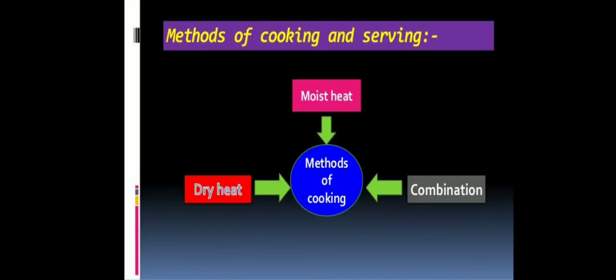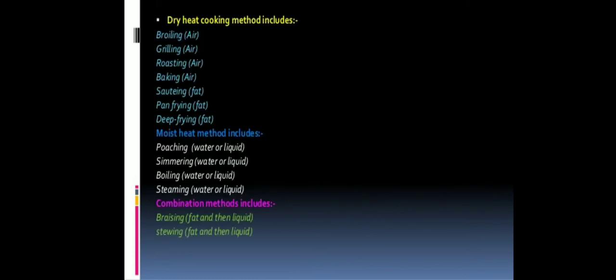Next is the methods of cooking and serving. So methods of cooking are subdivided into three types, that is dry heat, moist heat and a combination of dry heat and moist heat. So first is dry heat. Cooking methods include broiling, grilling, roasting, baking, shortening, pan frying and deep frying. And moist heat methods include poaching, simmering, boiling and steaming. And combination methods include braising and stewing.